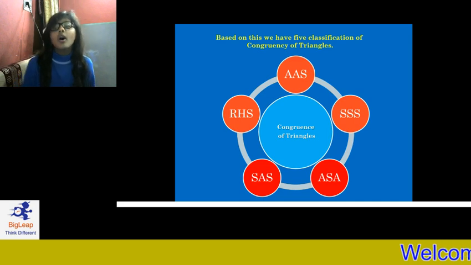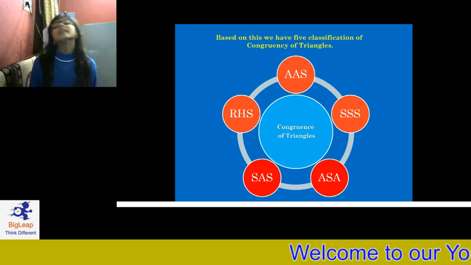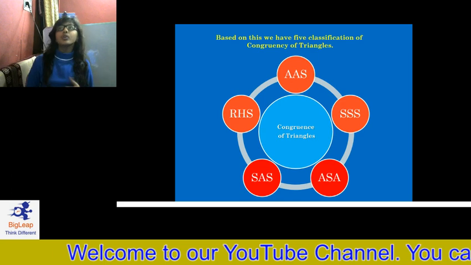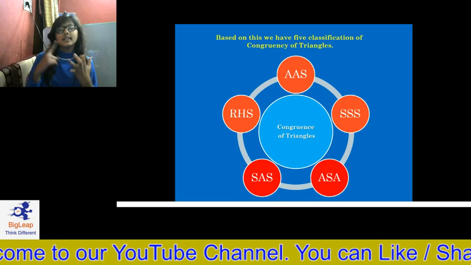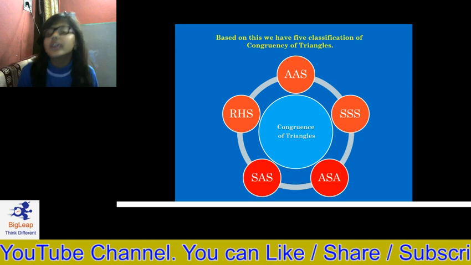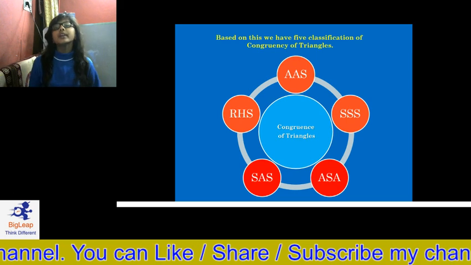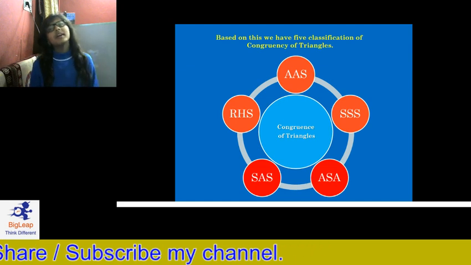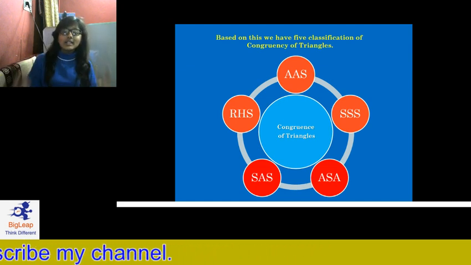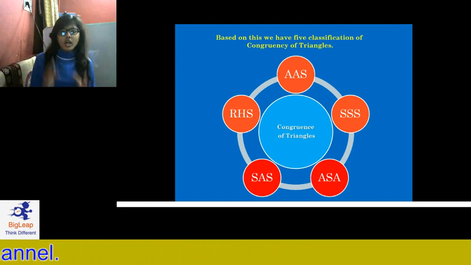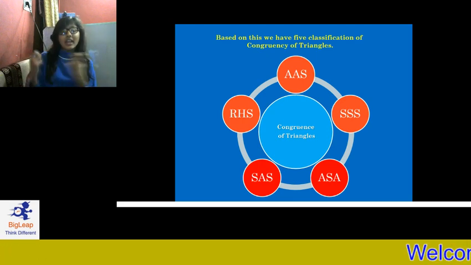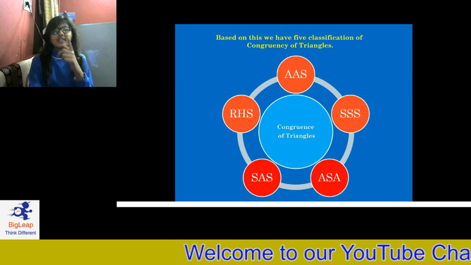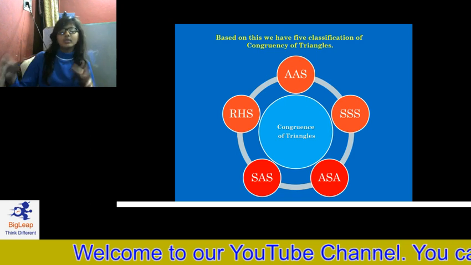Now, based on these properties of congruency, it is not always necessary to check all 3 sides and all 3 angles of the triangles. You can use any 3 of them to prove the 2 triangles to be congruent. Based on this, we have 5 classifications. 4 of them are very common, and the 5th one is AAS. So we will learn about them.